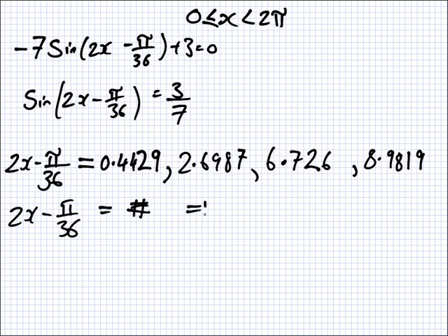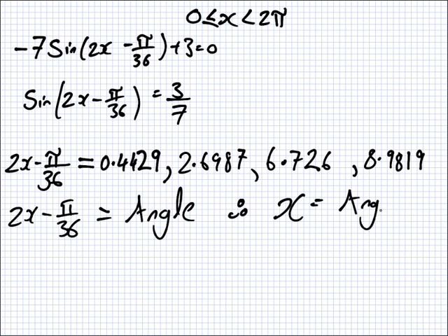So what would then the x equal? x would equal that number, or sorry, I should say that angle. I'll just write the word angle. You can use whatever symbol you want. So therefore, the x will equal the angle plus pi over 36, divided by 2. So if we do that 4 times, let's see what our 4 answers are.